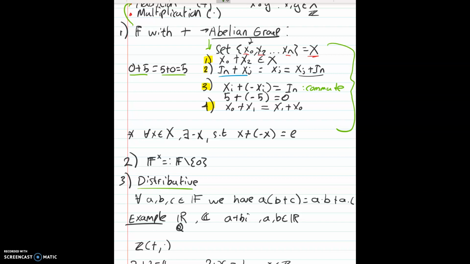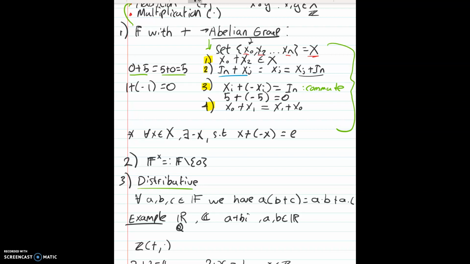Thirdly, under addition, our set has to have an inverse. So the natural numbers, the positive integers, do not have an inverse. So they're not a group under addition, but the integers do. For the natural numbers, this inverse would be the negative. You take a number 1, you add its inverse, negative 1, and you get the identity element 0 again.